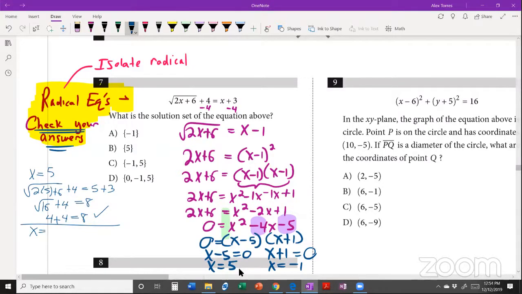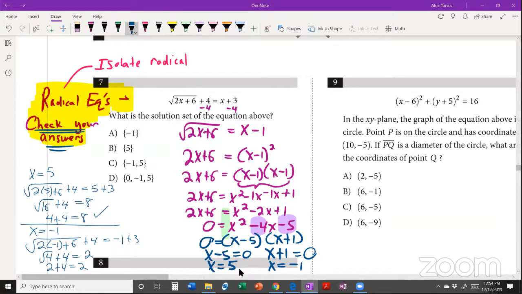So if we try the x equals -1, square root of 2 times -1 plus 6, plus 4 equals -1 plus 3. And so under the radical, -2 plus 6 is 4. So square root of 4 plus 4 equals 2, -1 plus 3. Square root of 4 is 2. 2 plus 4 equals 2.